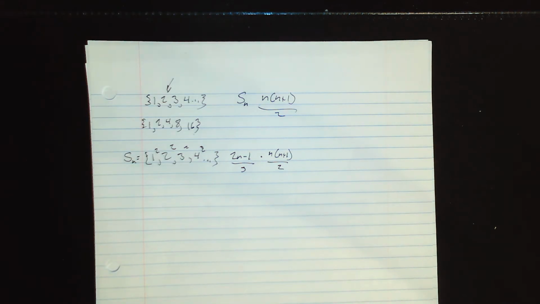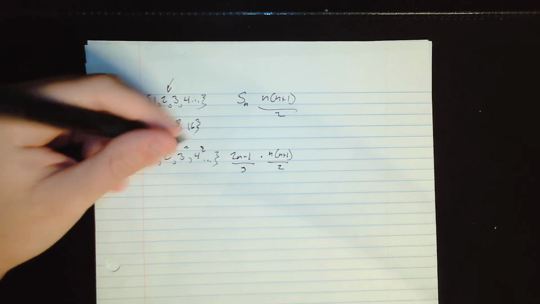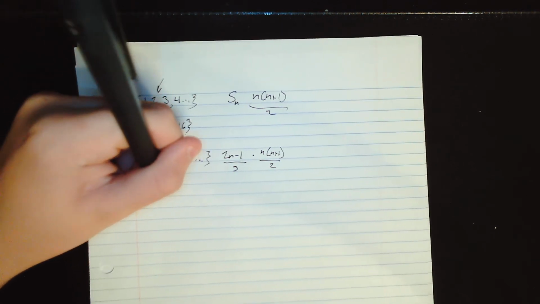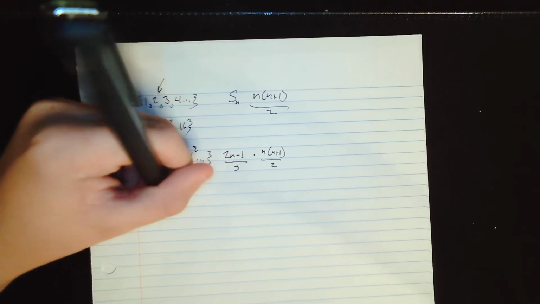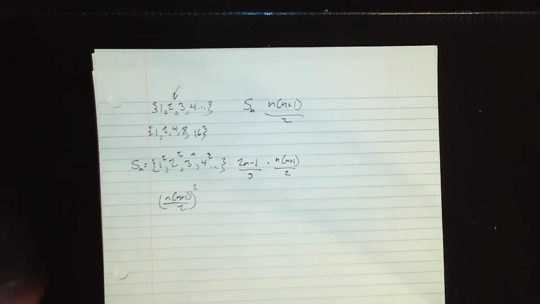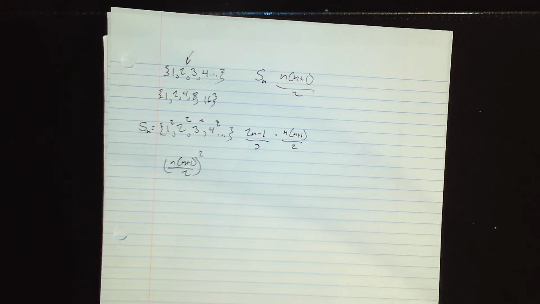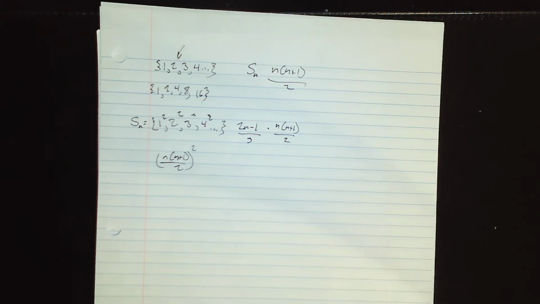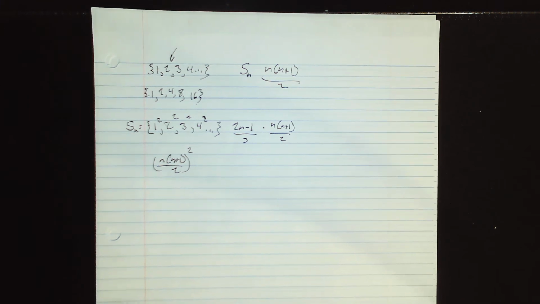Now, if we were to cube it, for 1 cubed, 2 cubed, 3 cubed, the answer would be n times n plus 1 over 2, squared. So square everything. And that's how we find that. Now, we're going to prove how to do the square one. We'll do the cubed one probably in another video.